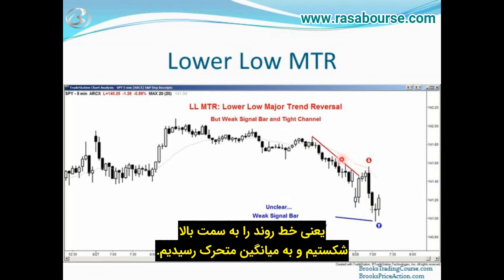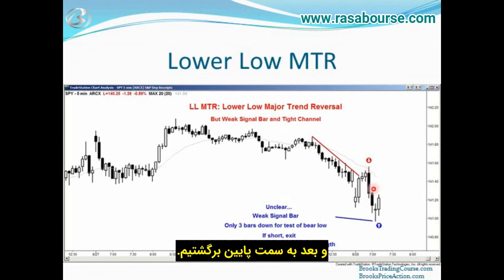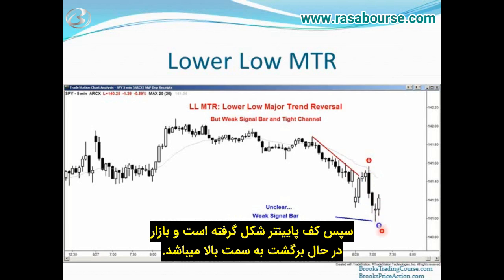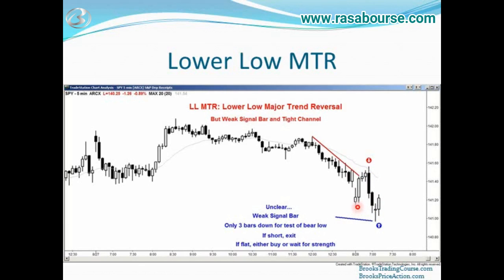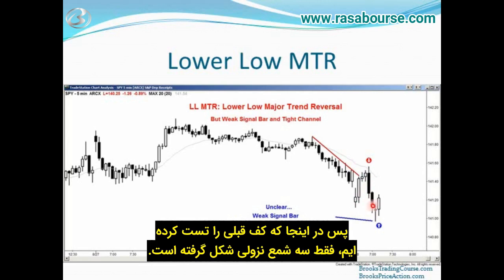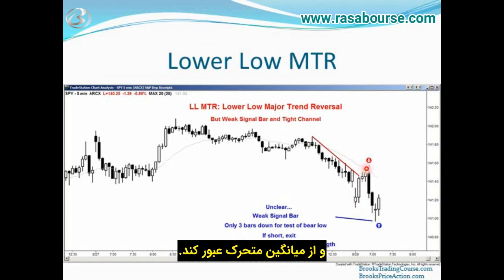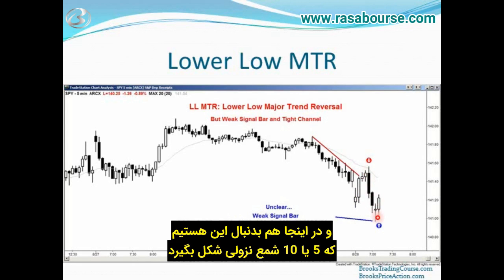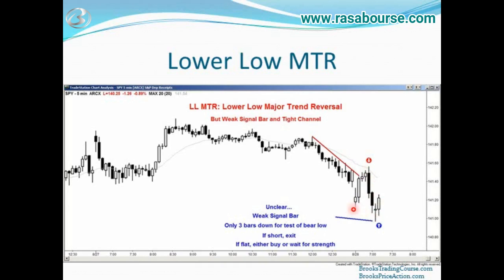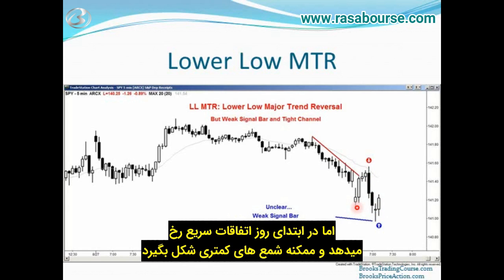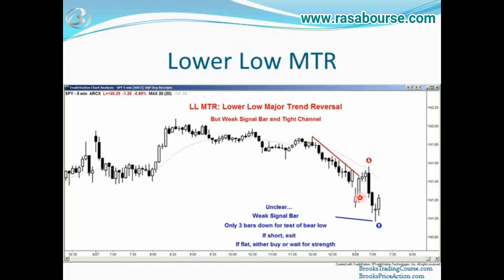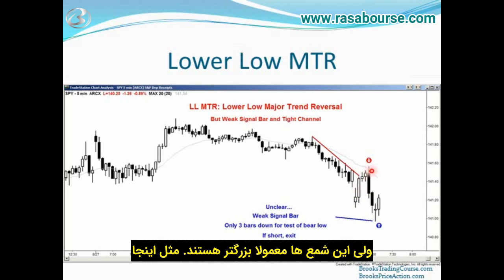We broke above the trend line, we hit the moving average, and now we're selling off and we're reversing up at a new low on the day. So only 3 bars down on the test of the bear low. Again, in general, you'd like to see 5 or 10 bars up, breaking the moving average. You'd like to see 5 or 10 bars down, testing the bear low. But on the open, things can happen faster and you can get far fewer bars, but the bars tend to be very big as they are here.